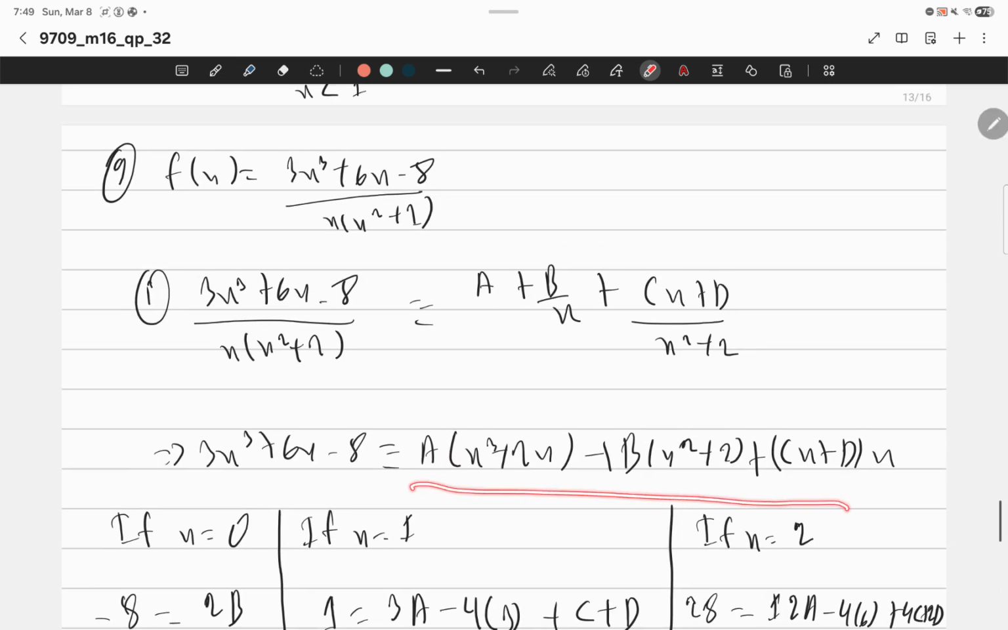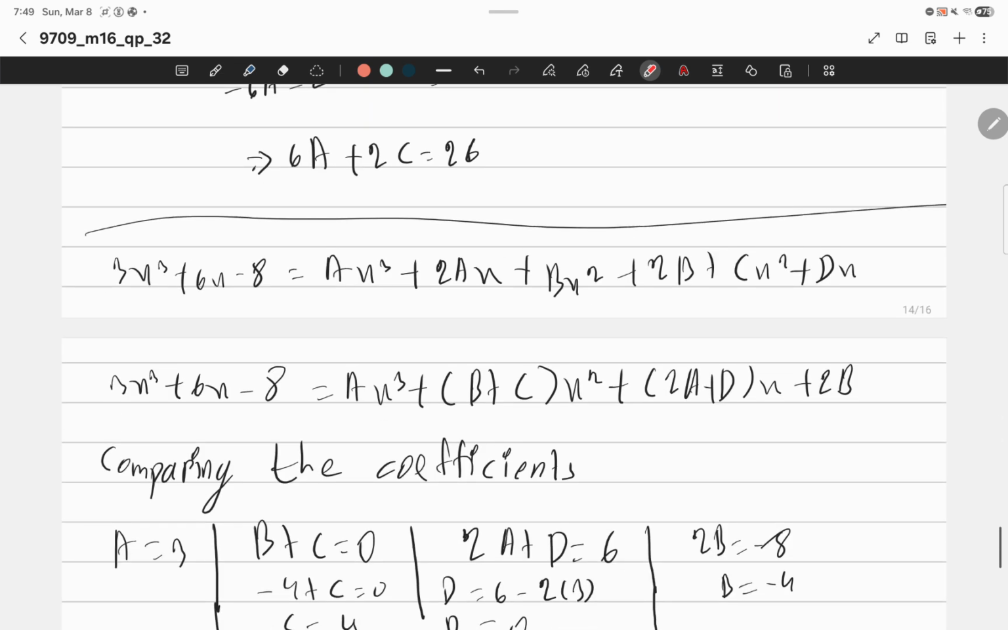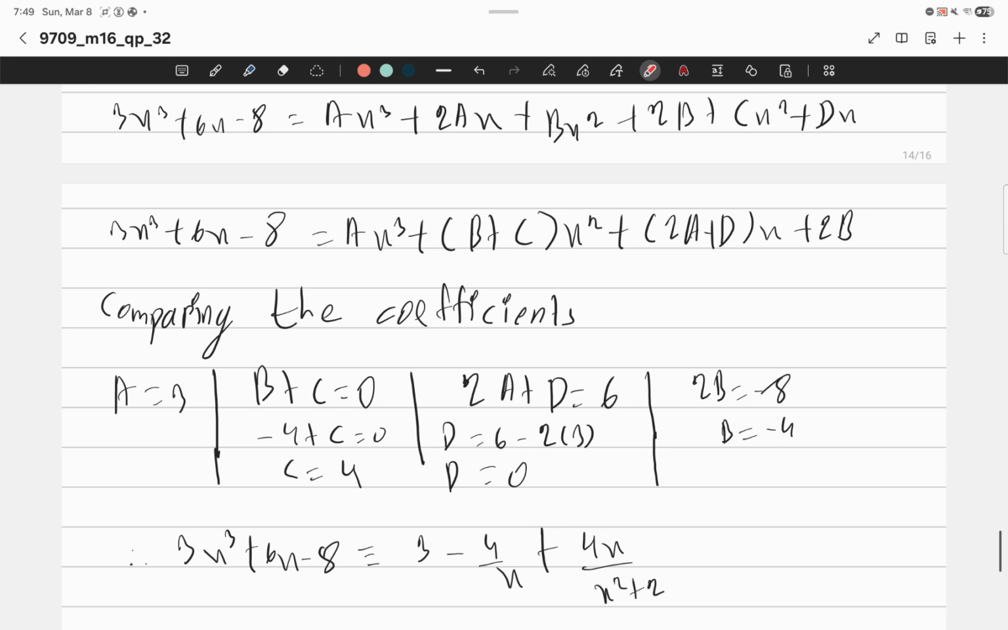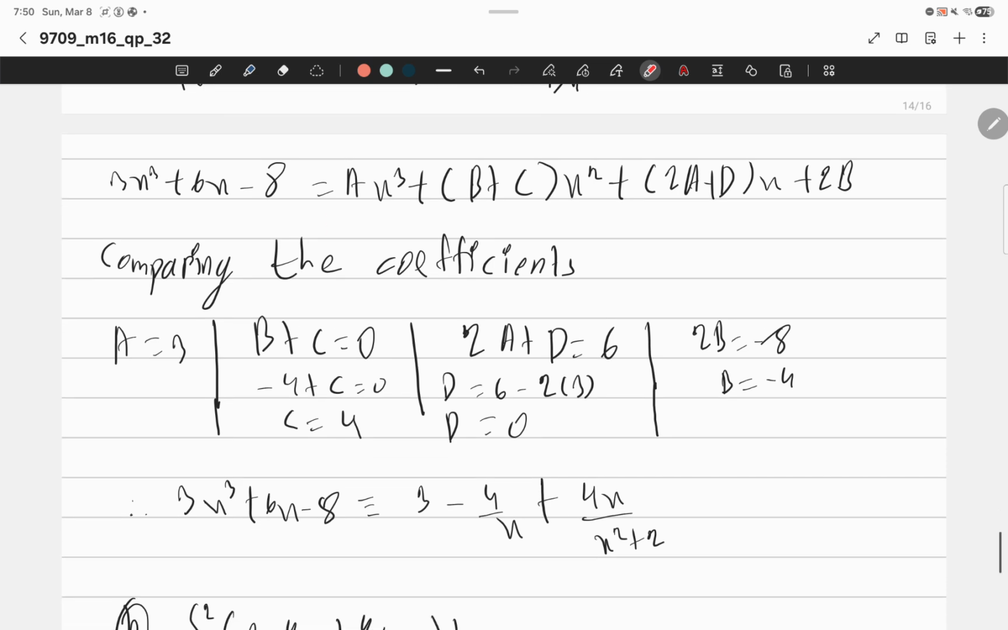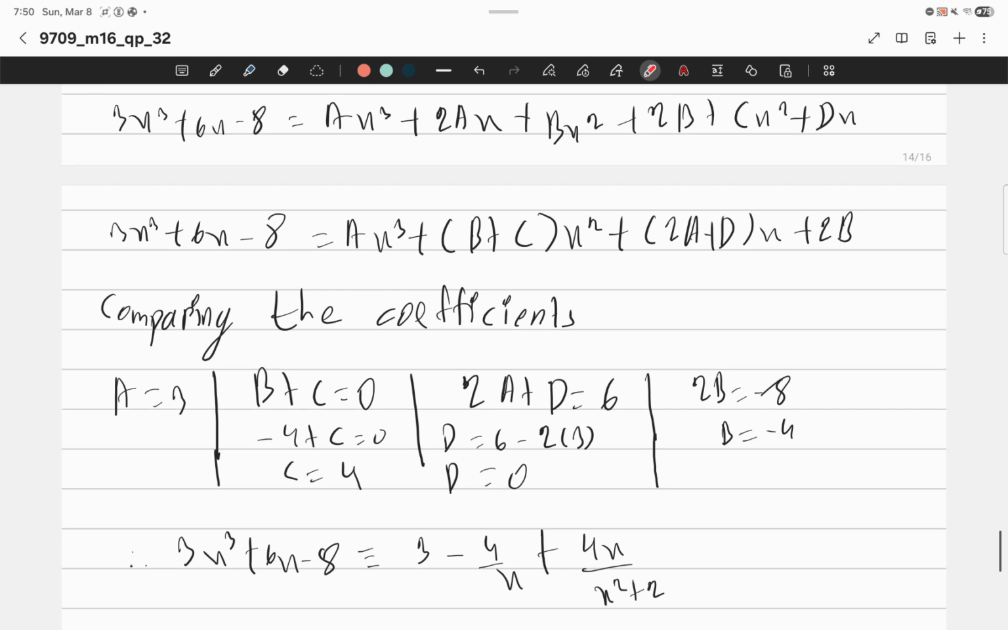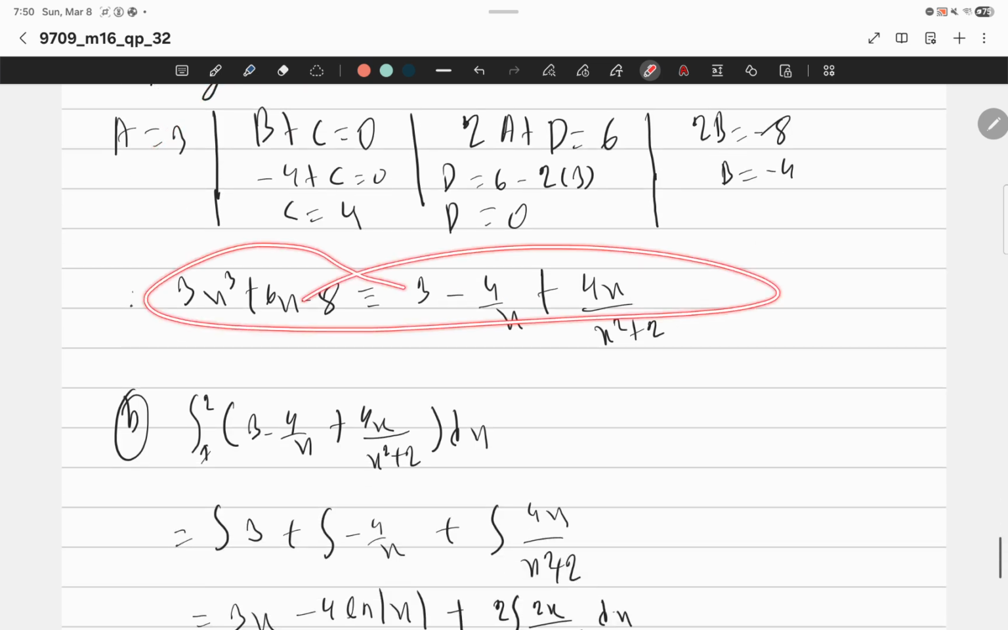Another way is to multiply it, like a with this, b with this, and c with this, like x squared plus dx. Then we compare the coefficients, like x cubed is 3. For x squared, we don't have any x squared here, so no need. Or it is actually needed: b plus c should be 0, since here it is actually 0x squared. So we find the value of c, that way we find the value of d, that way we find the value of b, that way we find the value of a, and we finally get it.